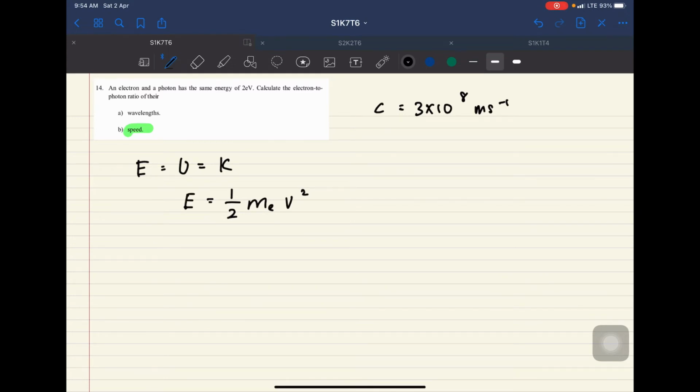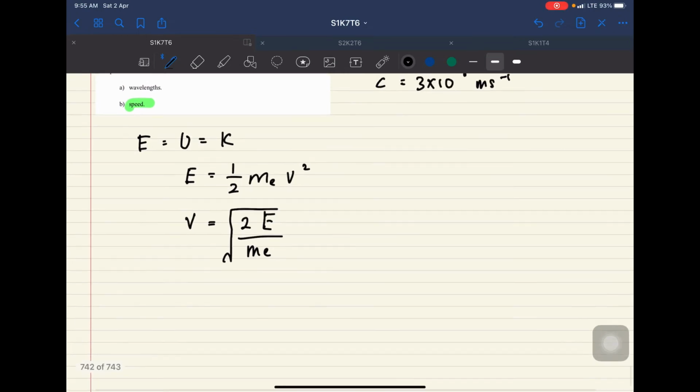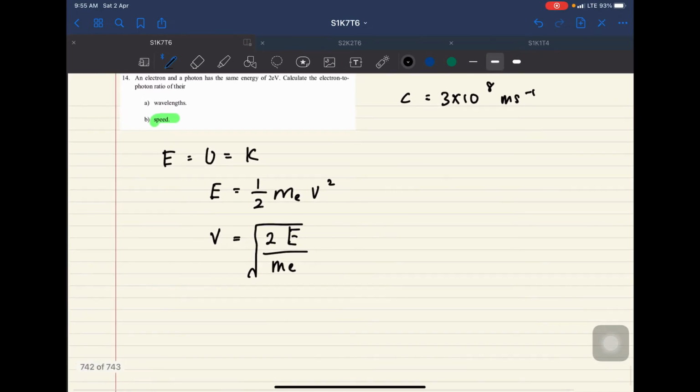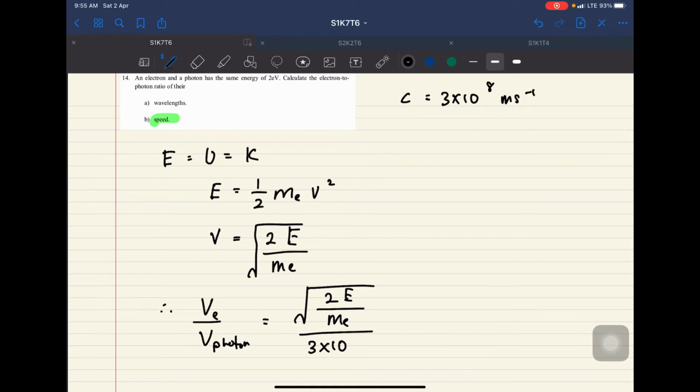Okay, so V here would be 2E over mass of electron, and take the square root. Therefore, the ratio of electron velocity over photon velocity, the photon velocity is 3 times 10 to the power of 8. That one you just call C. We'll leave it in C first.